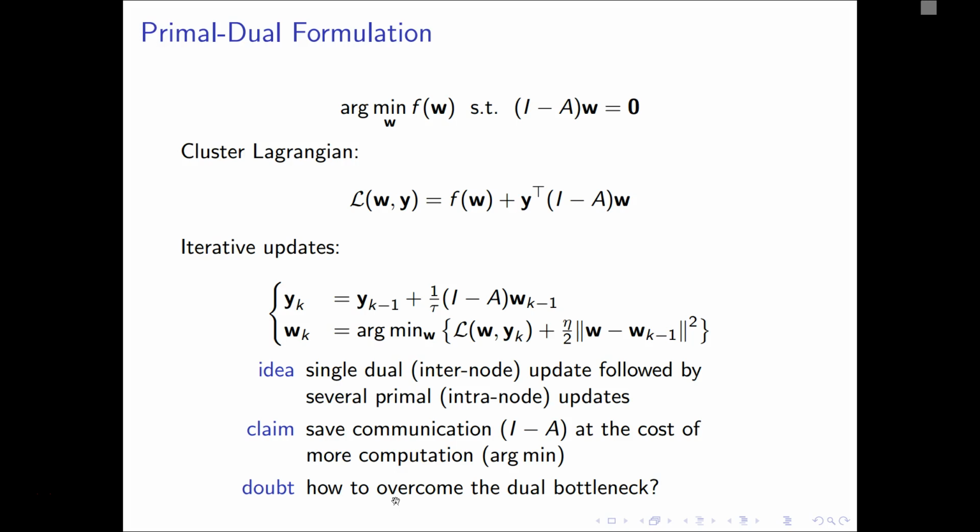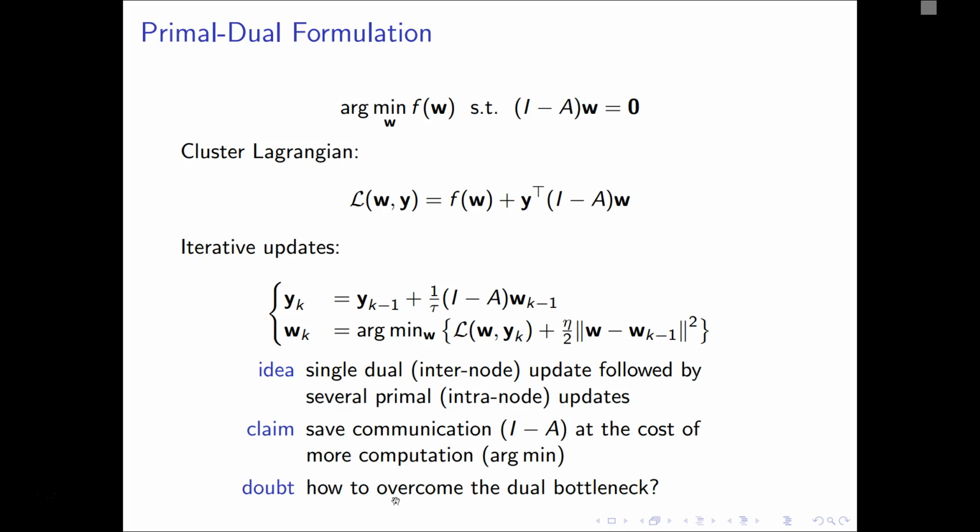So we can formulate the cluster Lagrangian of the problem, which is L(w, y) equals f(w) plus y transpose times (I minus A)w. So how do we solve this problem? Each update will be first y_k gets y_{k-1} plus 1 over tau times (I minus A) times w_{k-1}. And 1 over tau here will be our step size. And this w_k will be the argmin of this weird thing. So it's different from the usual iterative updates you expect from a Lagrangian gradient descent, and we'll talk about it a little later.